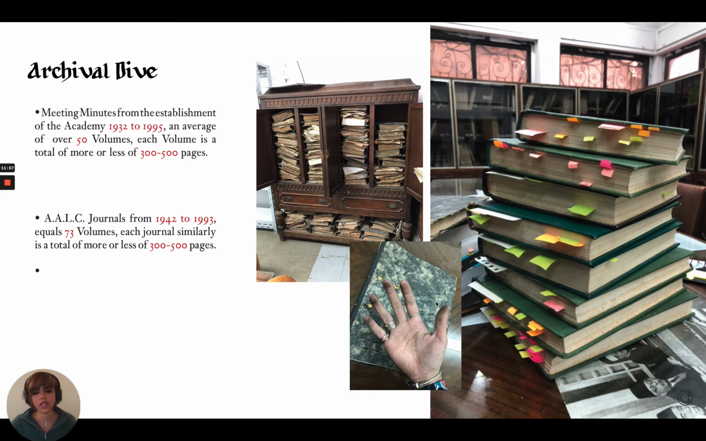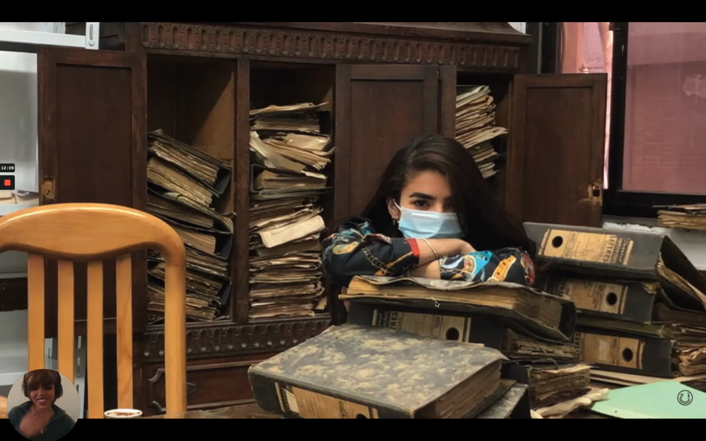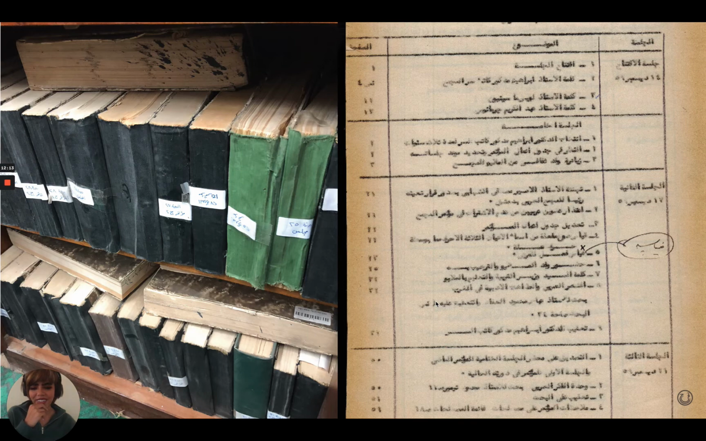And I've looked from 1942 until 1993, and it's about 73 volumes. Each volume is 300 to 500 pages. Here are some pictures of me in the middle of the archives. With this one, these books are the same as these.